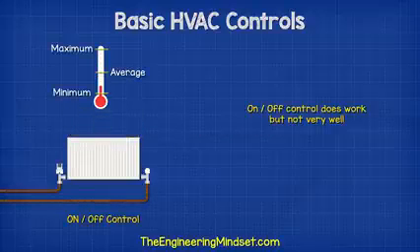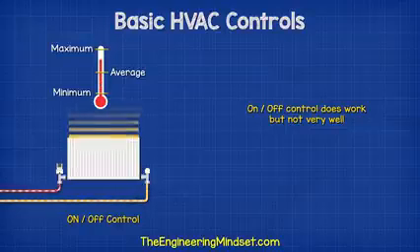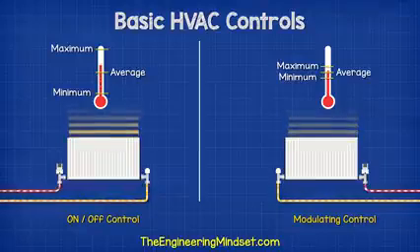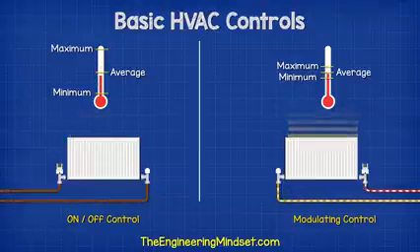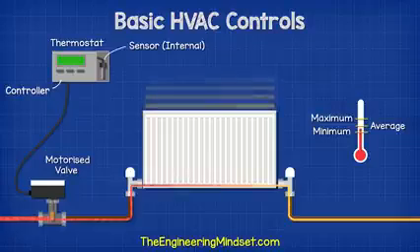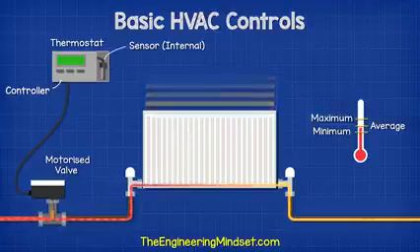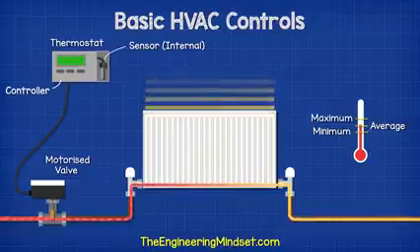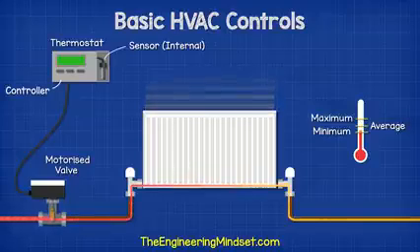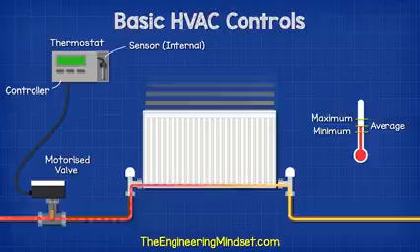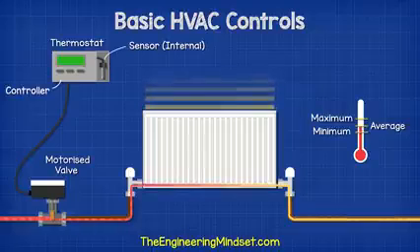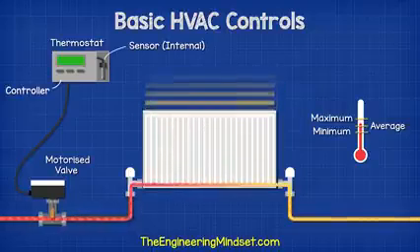Turning systems or components on and off to regulate the room temperature does work, but not very well. Instead, we can modulate the thermal output by increasing and decreasing the temperature to match the actual load. For example, in this simple heating system, we have a thermostat in the room to measure the temperature, and then a controller will compare this to the desired set point temperature and decide if the room is too hot, too cold, or just right. If it is too cold or too hot, then the controller alters the position of the motorized valve to increase or decrease the amount of hot water entering the radiator.